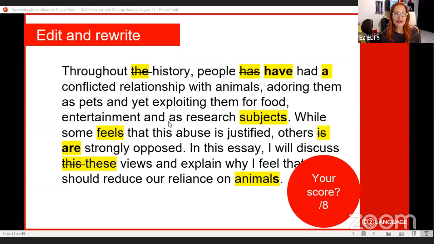As a research subject, you can, but here, since we have a general perspective that animals are being used for this purpose, it's not only one research subject. They are being used with this general idea.